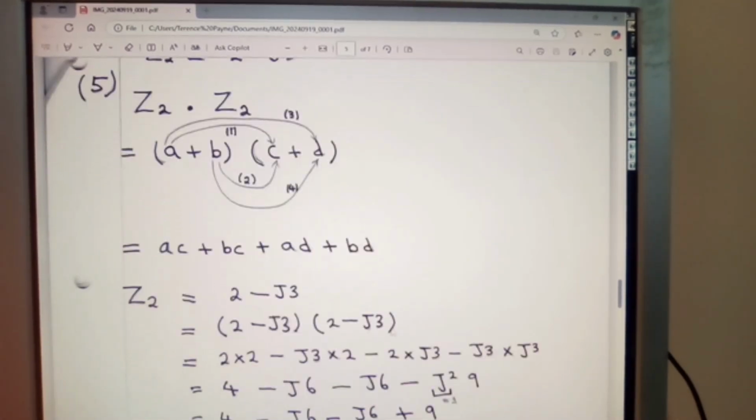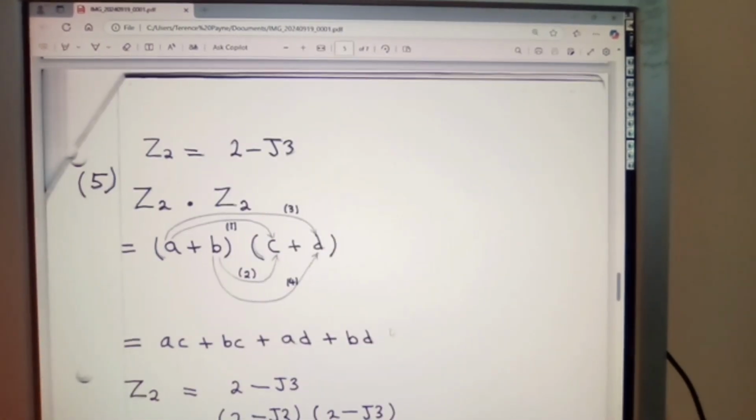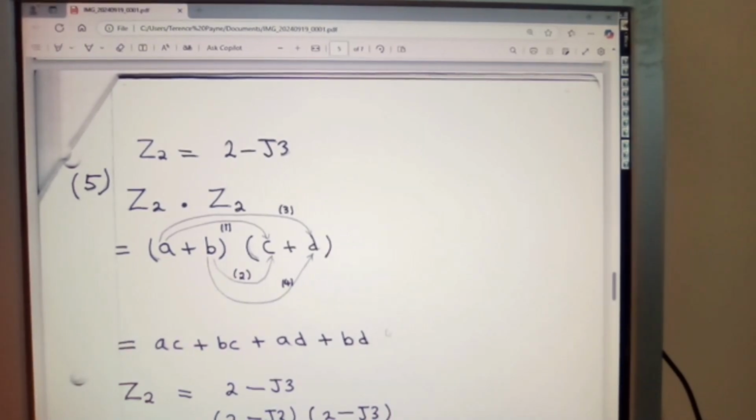Question 5, okay, again here, we have the value of Z2.